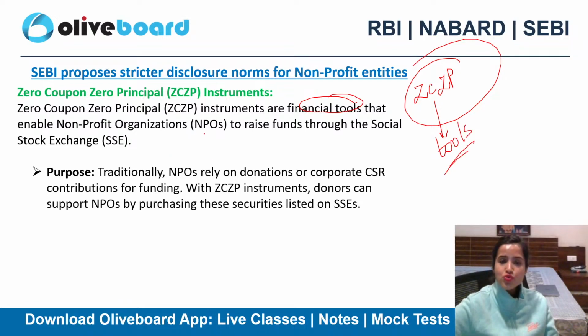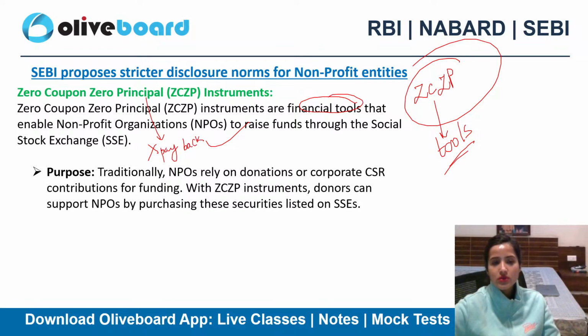Enable NPOs to raise funds through the social stock exchange. Okay, so zero coupon, zero principal means that you do not have to pay back this amount. Zero coupon means zero interest, without interest. You don't even have to provide interest.